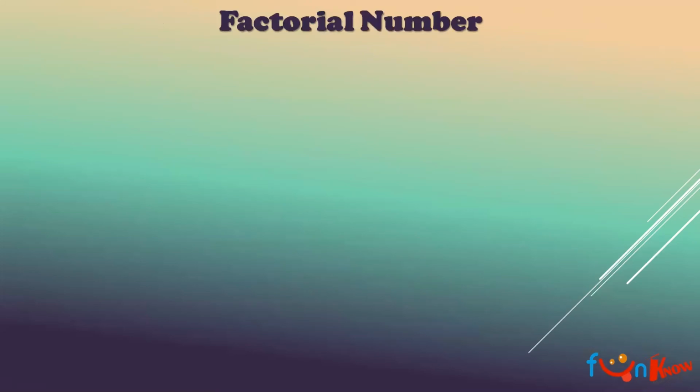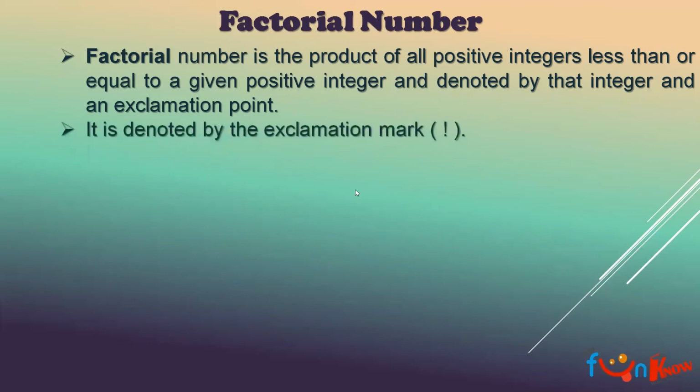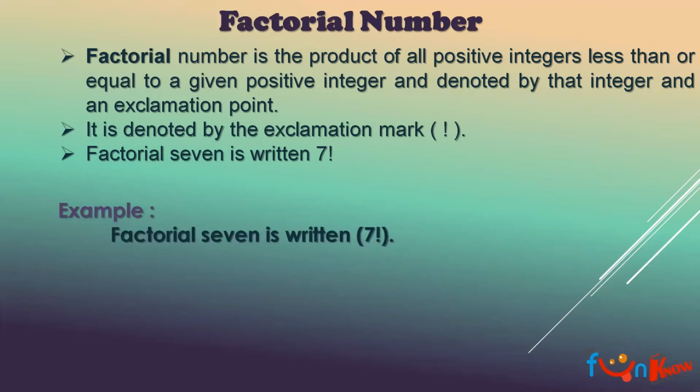Now let's learn the factorial number. The factorial number is the product of all positive integers less than or equal to a given positive integer and is denoted by that integer and an exclamation mark. Like factorial 7 can be written as 7 and then an exclamation mark. Let's find factorial 7. What is the value of factorial 7?